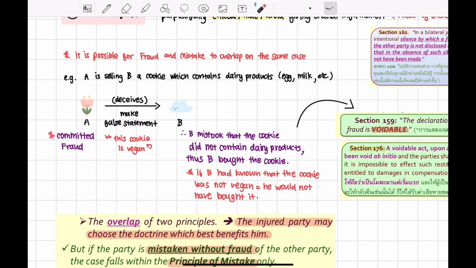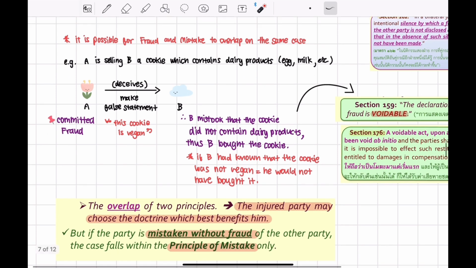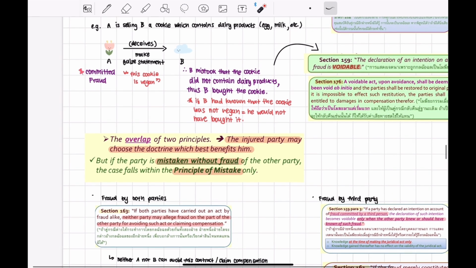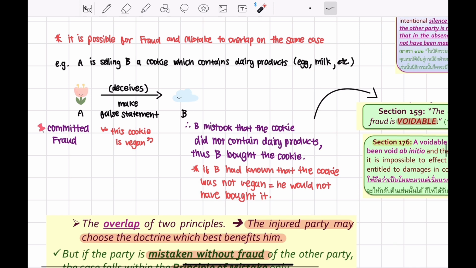And A deceives B by making a false statement, which is an active form of fraud. After B listened to A, B mistook that the cookie did not contain any dairy products and was vegan, so B bought the cookie. If B had known that the cookie was not vegan, then he would not have bought it in the first place. So this means that the declaration of intention of B would be voidable under fraud.